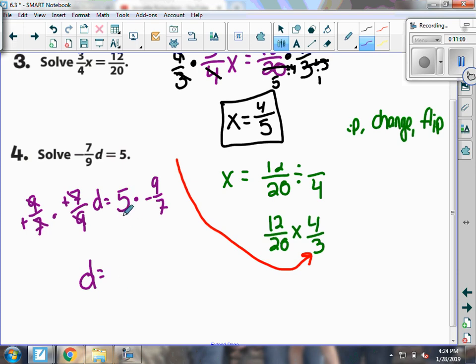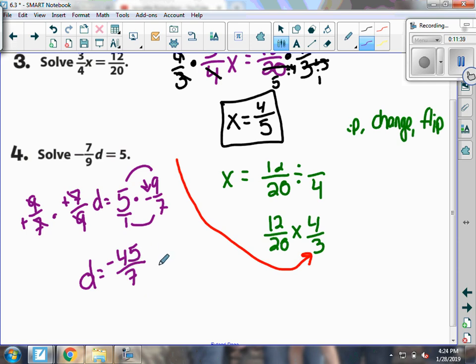I have a whole number here. I need to change that to a fraction, so I put it over 1. Can I cross-reduce anything? No, we can't cross-reduce anything here, so we just have to multiply. 5 times 9 is 45, over 1 times 7 is 7. What am I missing? I'm missing my negative. A positive times a negative is a negative. So I have d is equal to negative 45/7.